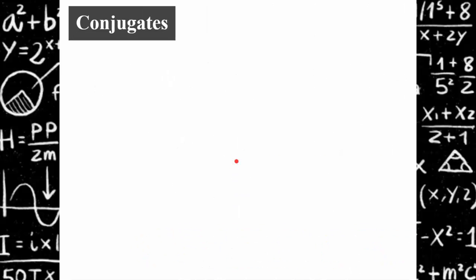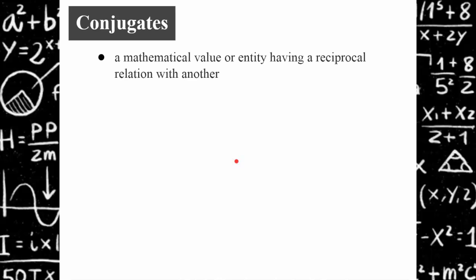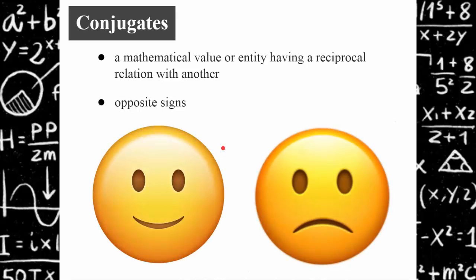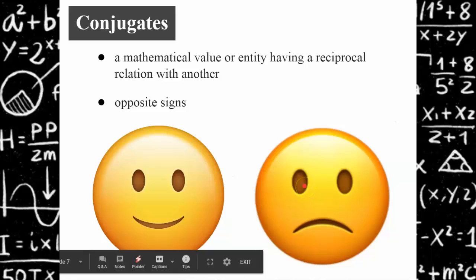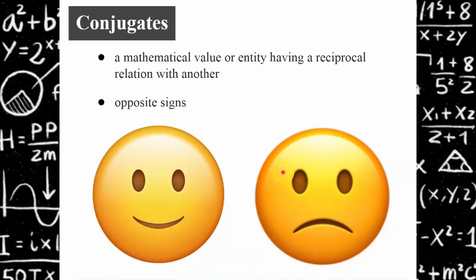Now let's talk about conjugates. Sometimes we're going to have an expression where you cannot use the factor of 1 method. We're going to have to use conjugates. What is a conjugate? A conjugate is a mathematical value or an entity having a reciprocal relation with another. They have opposite signs. So let's just look at this. You're all used to seeing emojis. These are conjugates because they have an opposite relationship. One's smiling, one's frowning. They are conjugates in a symbolic world.